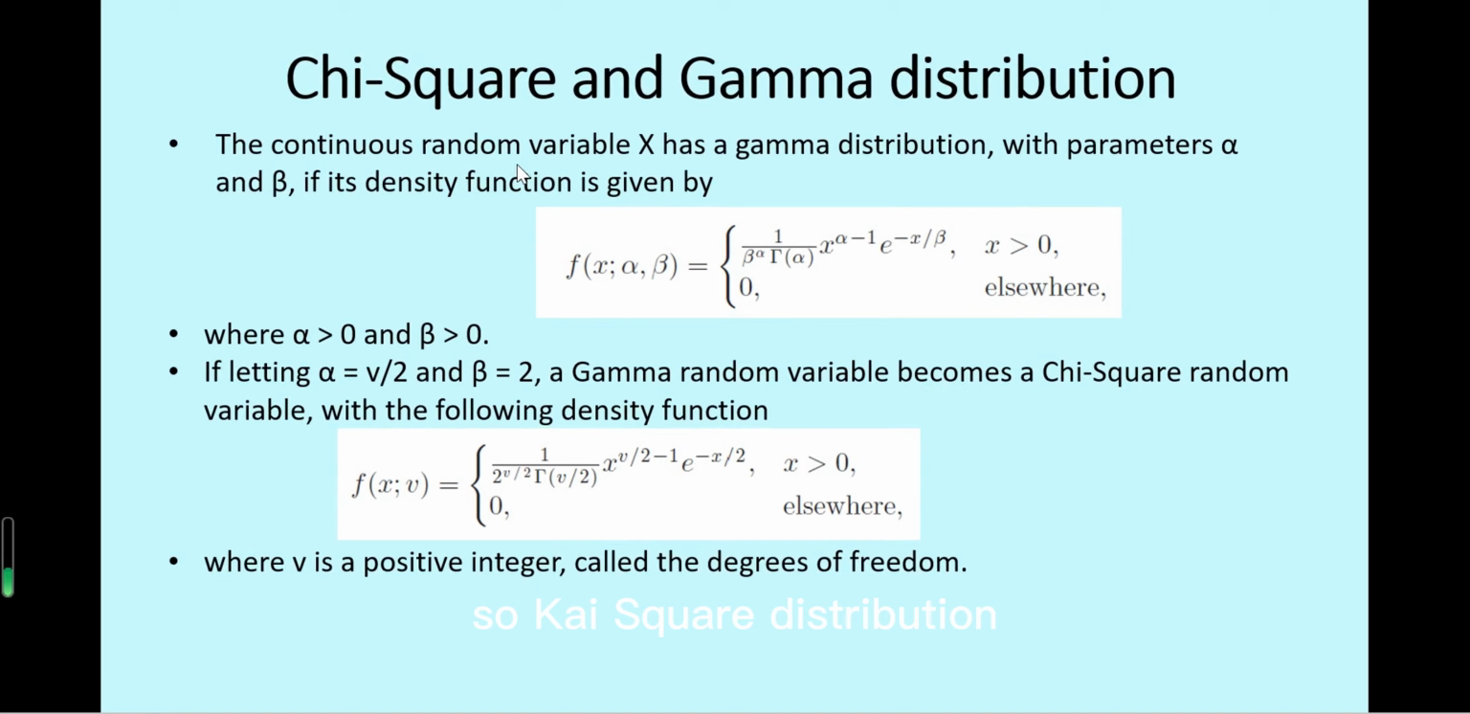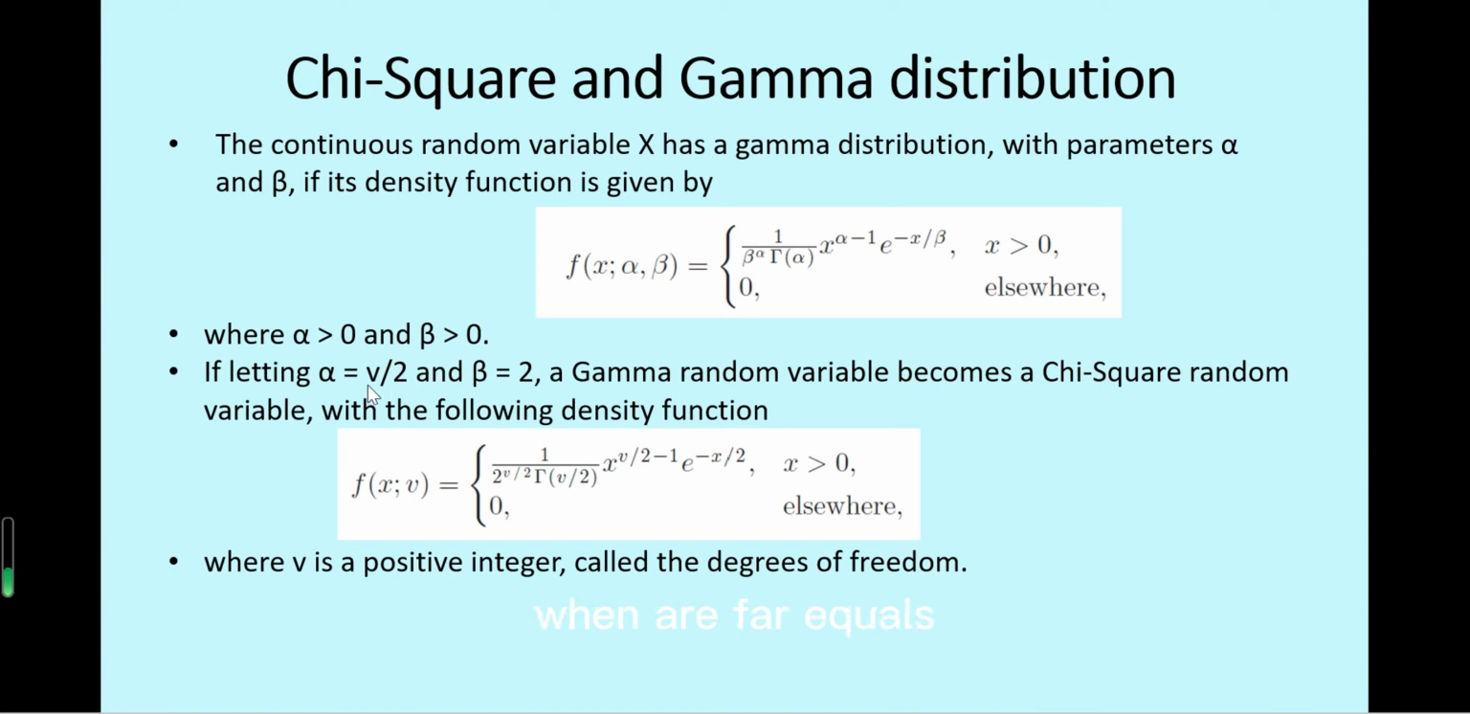So chi-square distribution actually is a special case of gamma distribution. We know gamma distribution has two parameters, alpha and beta. It models the time between Poisson process events. The gamma distribution has a density function like this, where Gamma is the gamma function: 1 over Gamma(alpha) times beta to the power alpha, times x to the power alpha minus 1, times e to the power minus x divided by beta, for positive x, where alpha and beta are positive numbers.